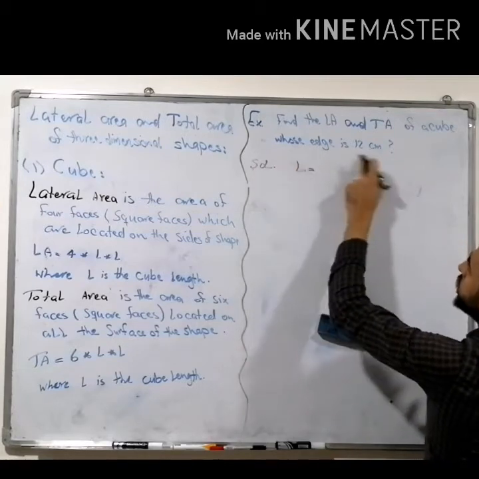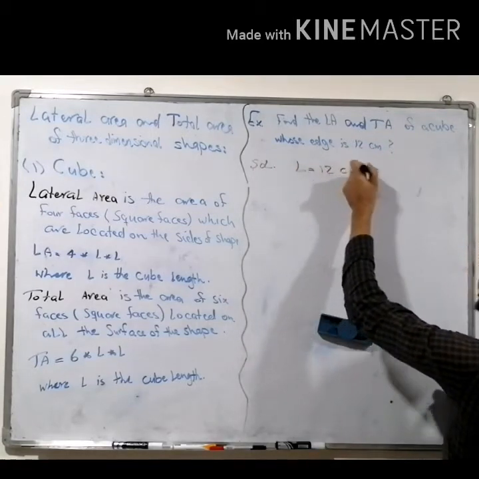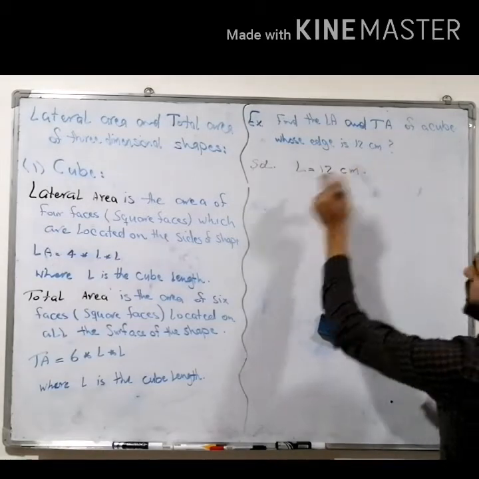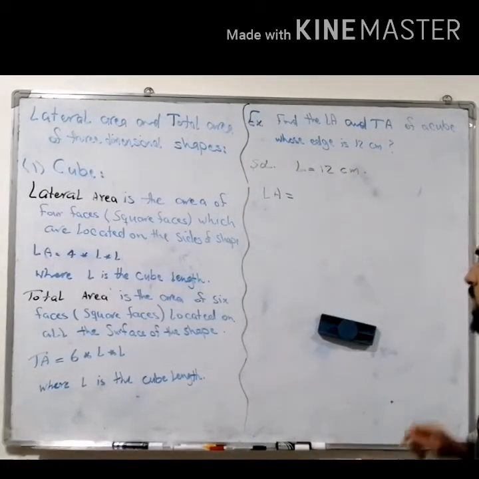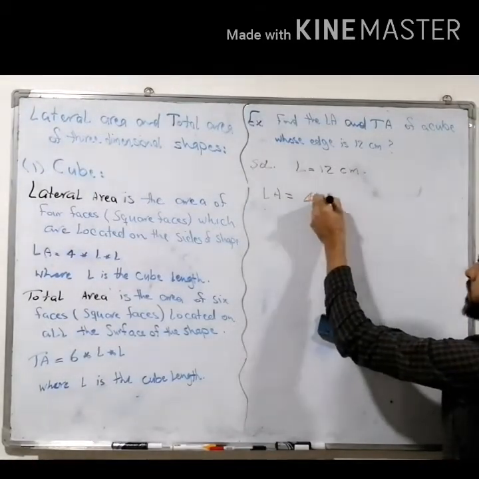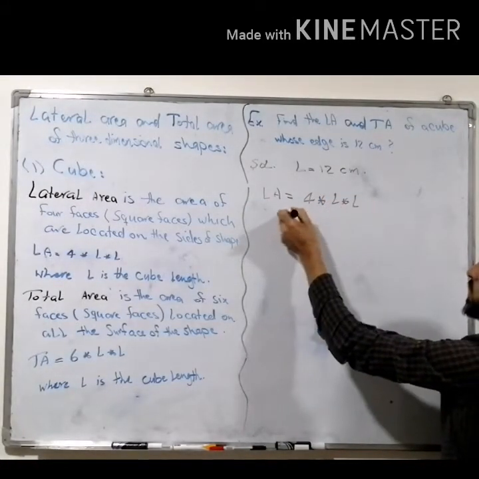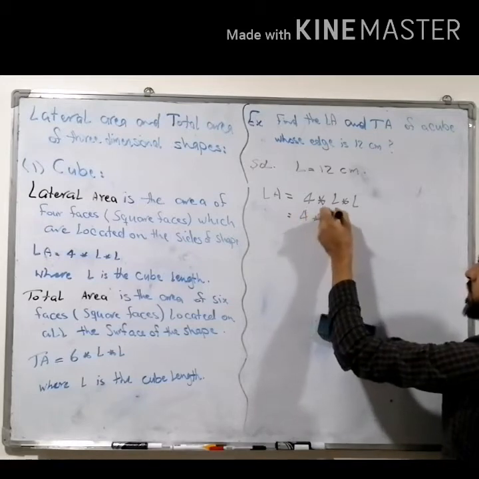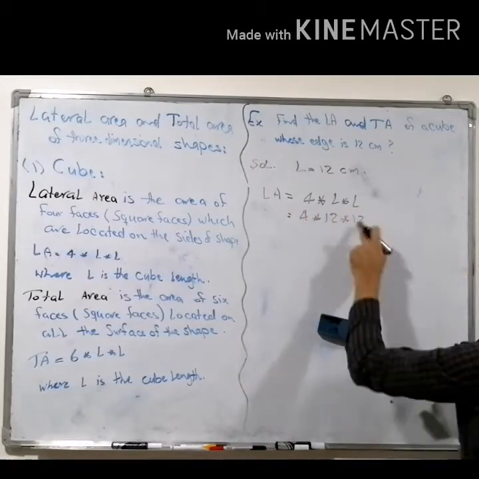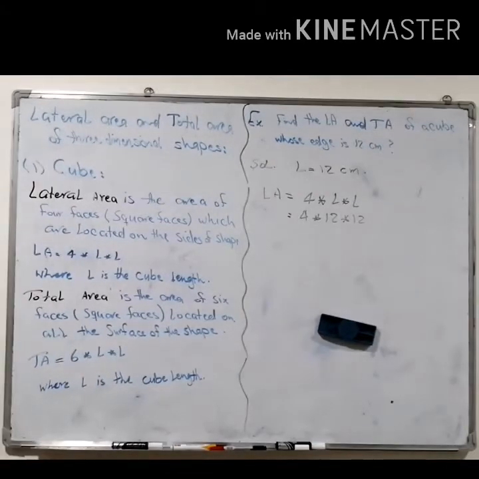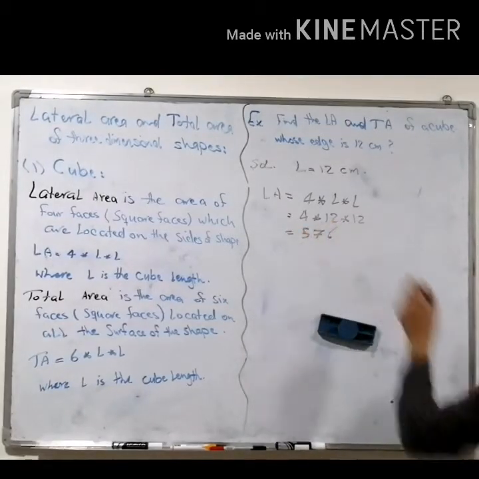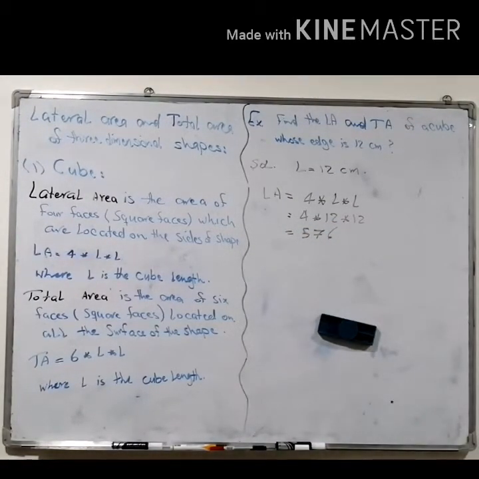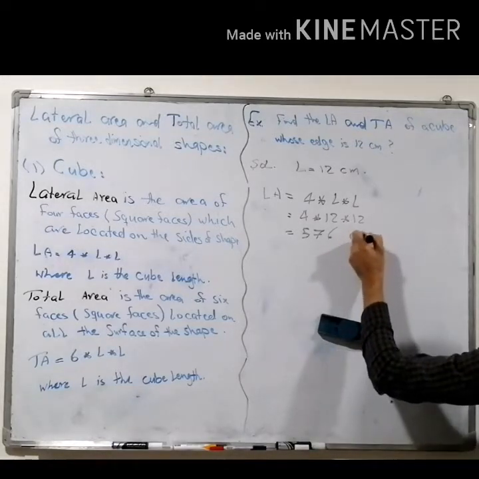Since L equals 12 centimeters is given in the question, to find the lateral area, LA, we will use the law of lateral area, which is 4 multiplying by L by L, and it equals 4 multiplying by 12 multiplying by 12. 12 by 12 is 144. Multiplying by 4, this equals 576 centimeter to the power 2.